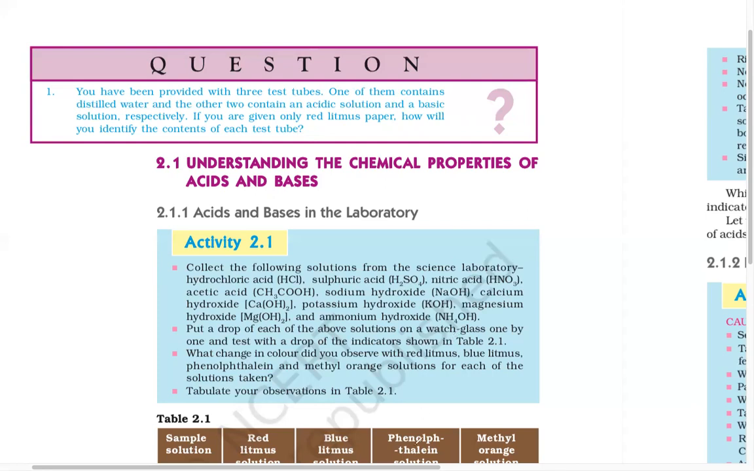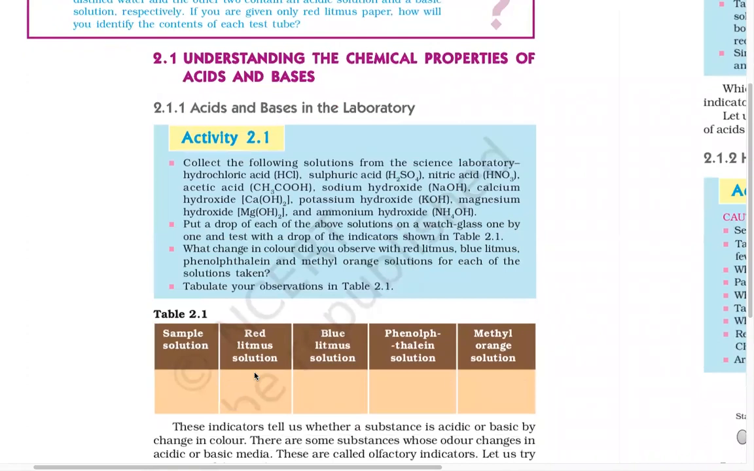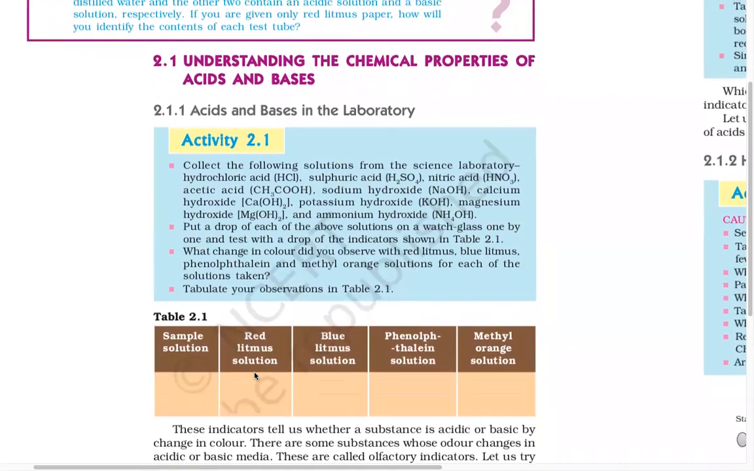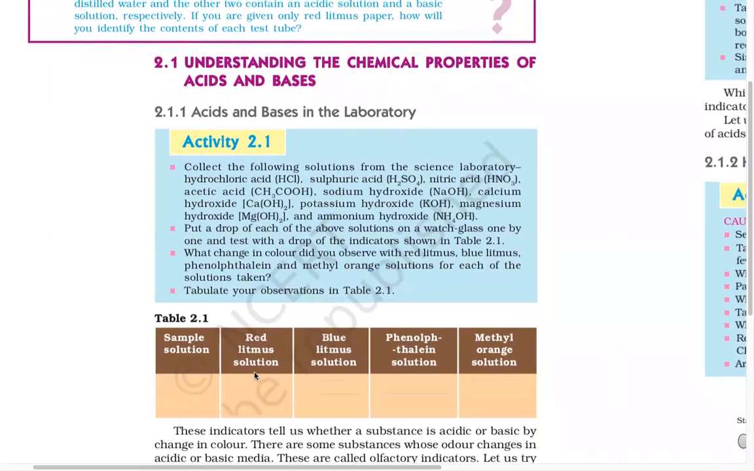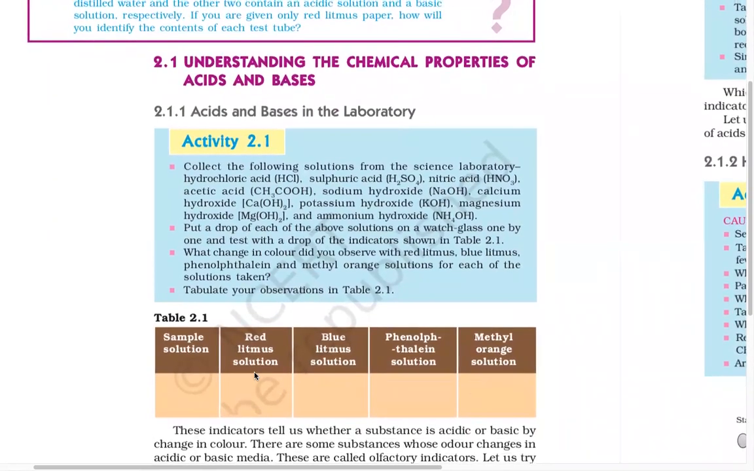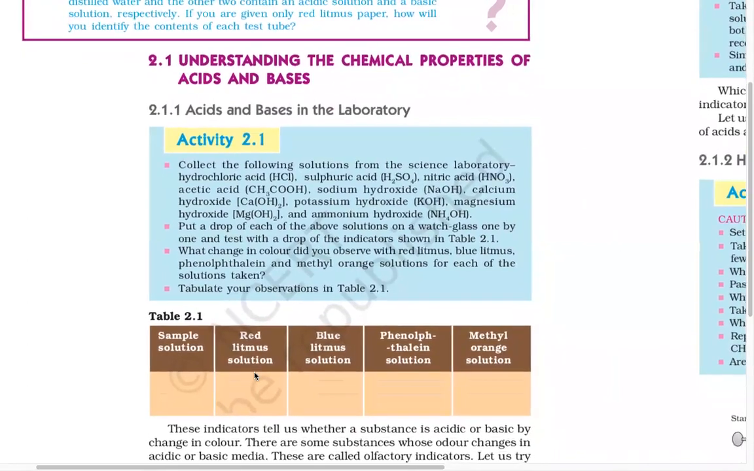What are the indicators shown in the table? Let us see. What changes in color do you observe with red litmus paper, blue litmus paper, phenolphthalein solution, and methyl orange? Tabulate your observations. I already explained red litmus, blue litmus, phenolphthalein, and methyl orange in the first part. So let's see about this experiment.